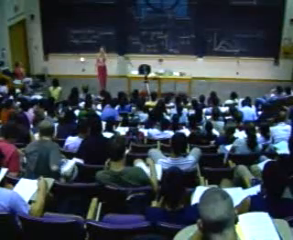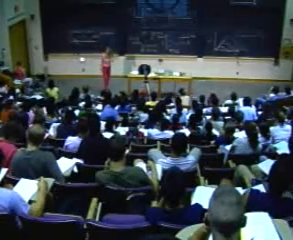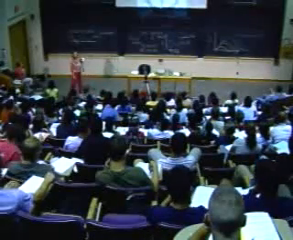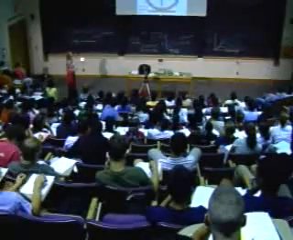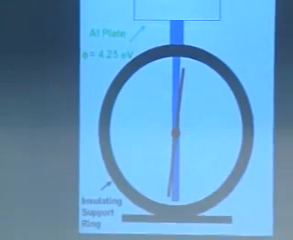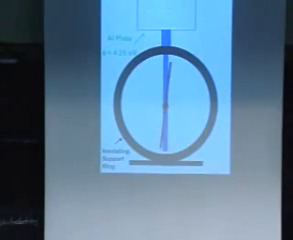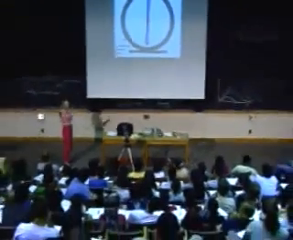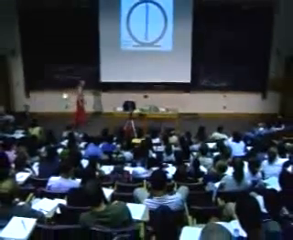The experiment is this. We've got a device up here, as the lights go down. What we've got is an aluminum plate, and that aluminum plate is mounted on this blue metal rod. In the middle of this rod is a needle on a pivot, and this is a fairly frictionless pivot. This black ring here is just an insulating support structure.